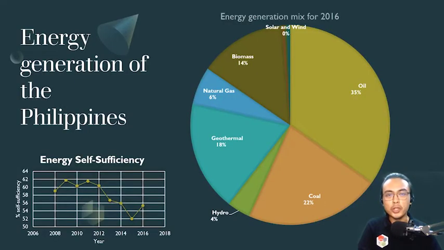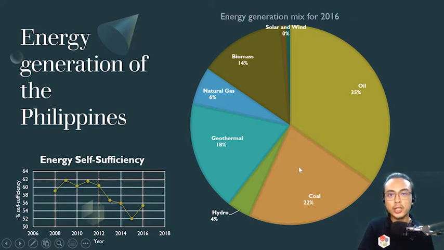So moving forward, it's not just enough for us to know how much energy we are using. It's much more important for us to determine what the sources of our energy are, because the sources of our energy would dictate if we are on the path towards sustainable development, which we will cover later. So this is the energy generation mix for the Philippines as of 2016, based on the data of the Department of Energy. What you immediately see from this pie chart is that the majority of our energy is still coming from oil and coal, which are non-renewable sources of energy.